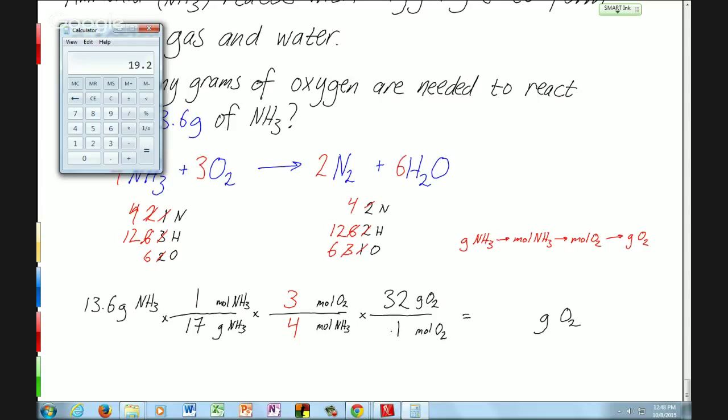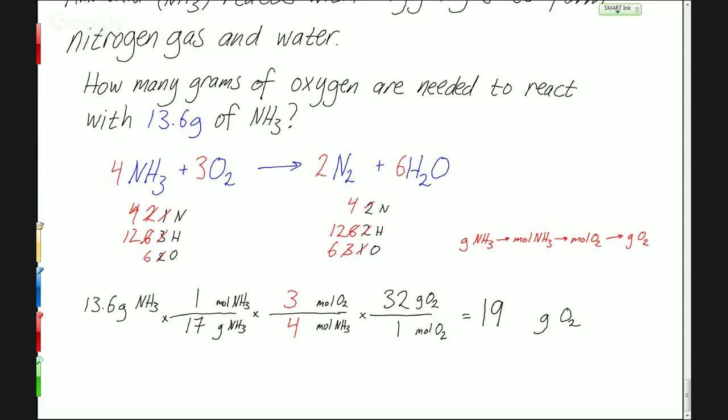And I get 19.2 grams of oxygen as the amount of oxygen that would react. So if we were setting this reaction up in the lab, we would know, okay, I need 13.6 grams of ammonia, and I need 19.2 grams of oxygen. I can react those and make my products. Think you can do that?